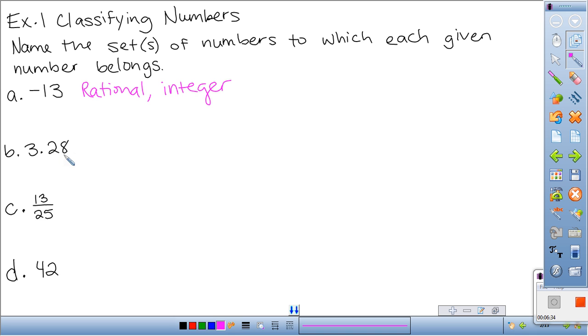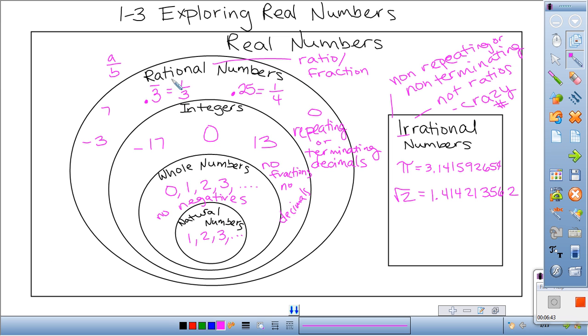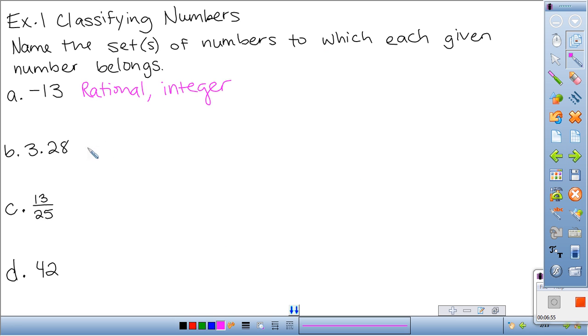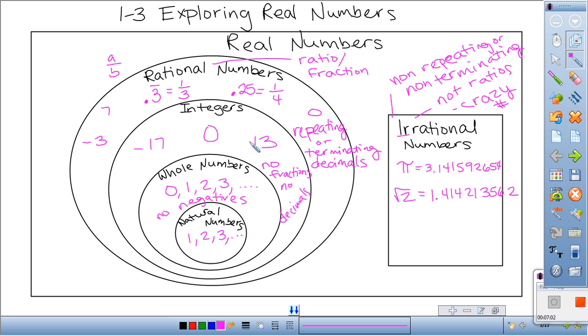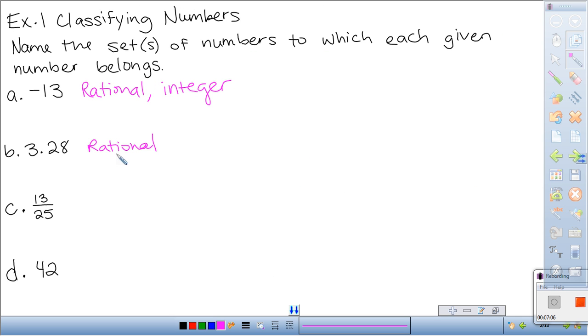3.2800. Again, we want to look, is it rational or irrational? Well, 3.2800, it ends, so it is a terminating decimal. It ends at 3.28. That's the end of the number. So therefore it is rational, not irrational. It's a rational number. And we want to look now, is it an integer? Well, no fractions or decimals in here. So is it an integer? No, it's not, because it has a decimal.